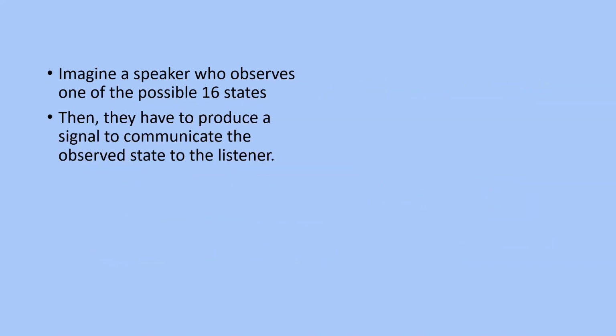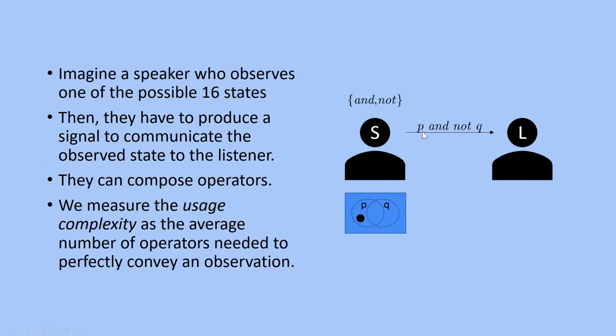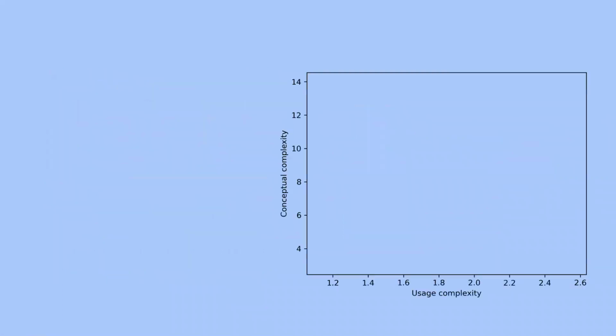So imagine a speaker who observes one of the possible 16 states, and then they have to produce a signal to communicate the observed state to the listener. And they can compose operators. So we have a speaker and a listener, and they use this language that contains "and" and "not". And then the speaker observes a point. Let's say they observe P and not Q, and then they produce a sentence which uses the operators they have in the language to communicate the observation to the listener. In this case, they use "P and not Q". And we measure user complexity as the average number of operators needed to perfectly convey the observation with whichever lexical inventory the agents are using.